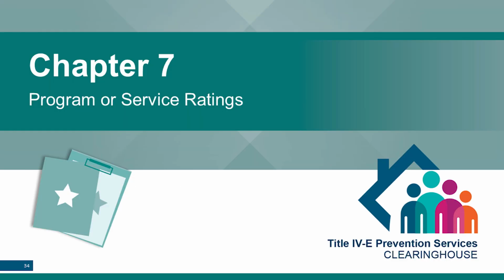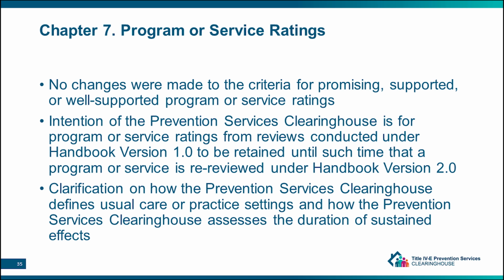Chapter 7, Program or Service Ratings. For the revisions to Chapter 7, Program or Service Ratings, no changes were made to the criteria for promising, supported, or well-supported program or service ratings in Handbook version 2.0, Section 7.1. Chapter 7 clarifies that the intention of the Prevention Services Clearinghouse is for program or service ratings from reviews conducted under Handbook version 1.0 to be retained until such time that a program or service is re-reviewed under Handbook version 2.0. See Section 8.5.1 regarding re-review procedures.